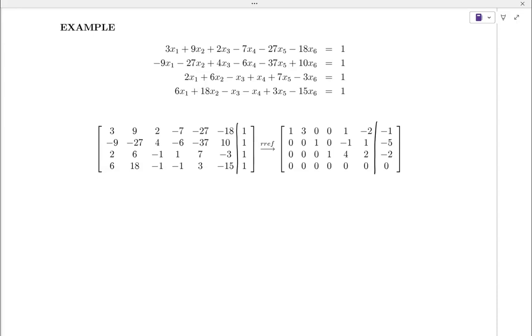Is this system consistent? Yeah, because I don't have an inconsistency in the bottom row, right? So I'm good for that, correct? Which columns are your free variables? 2, 5, and 6, right? So x2 is free, x5 is free, x6 is free, right? So we can write, say, x2 is r, x5 is s, x6 is t, right?